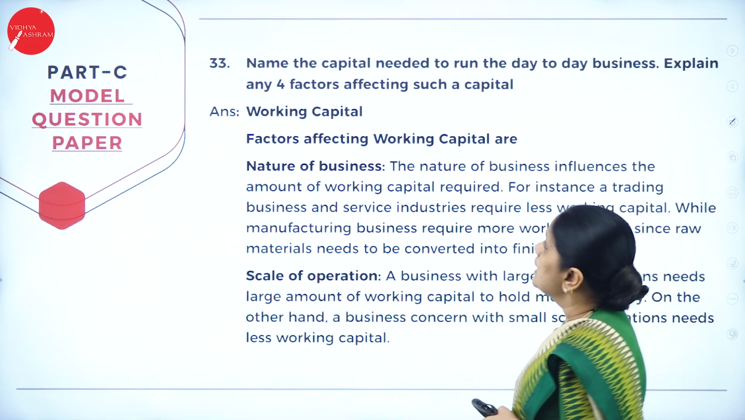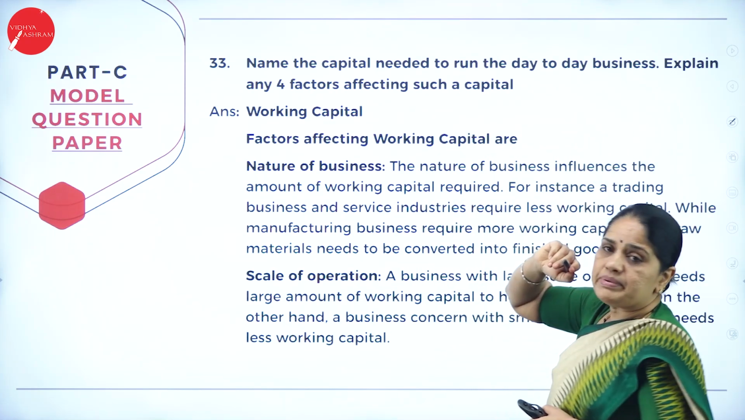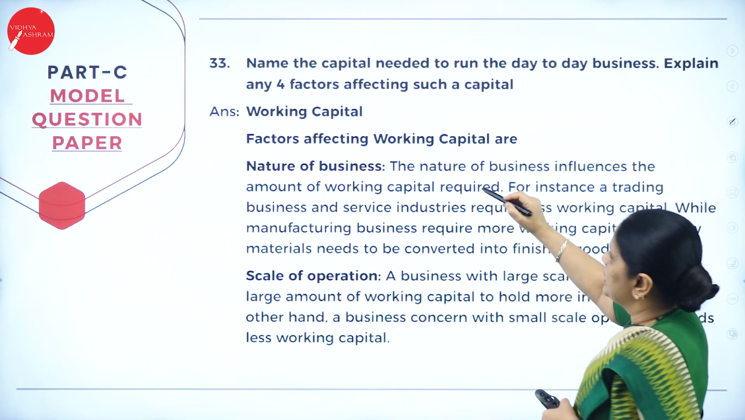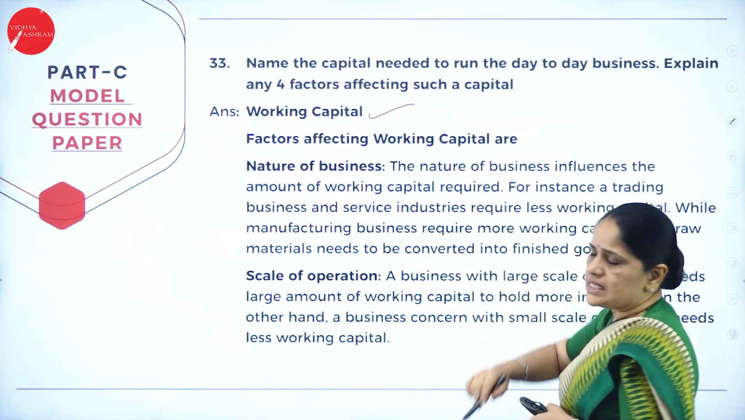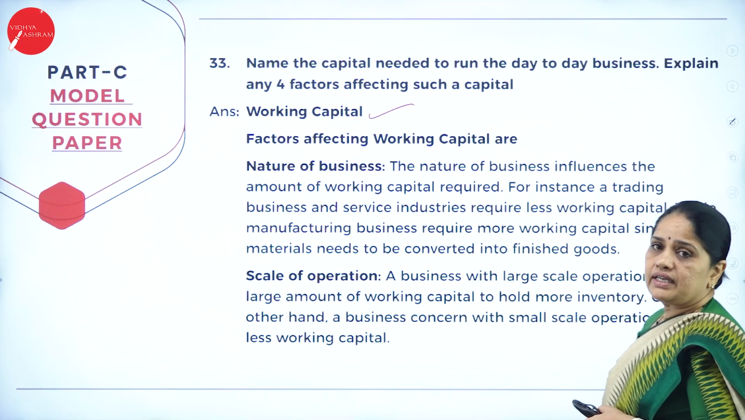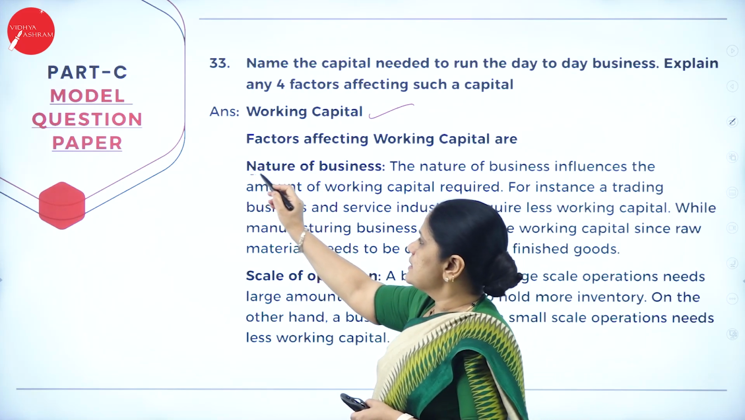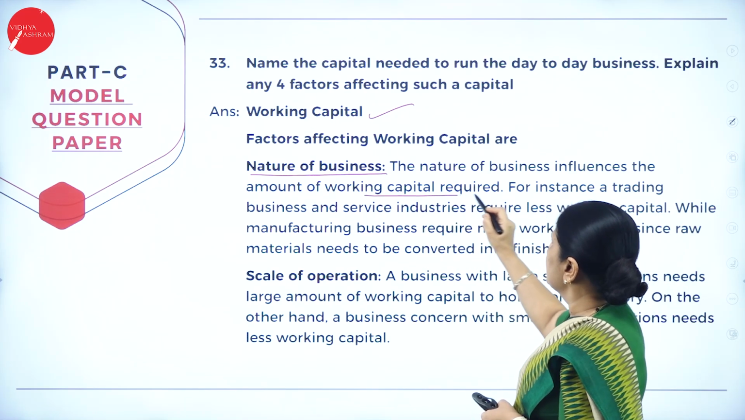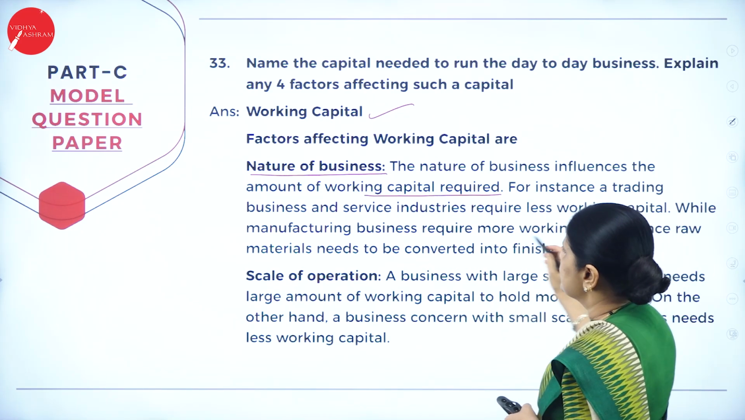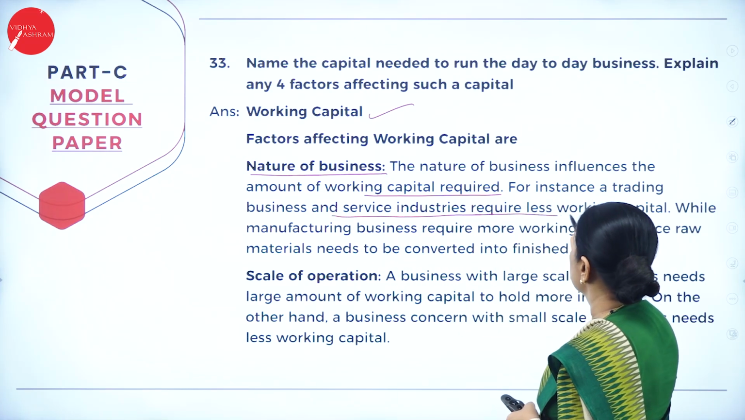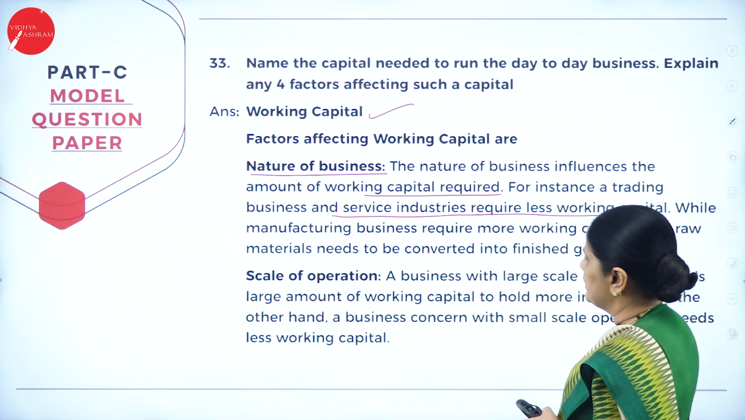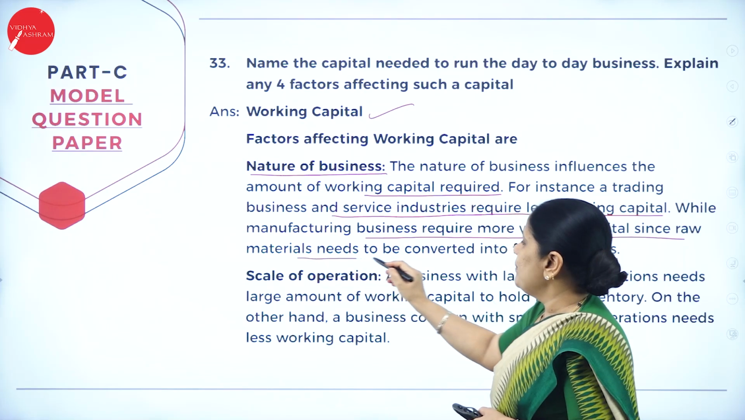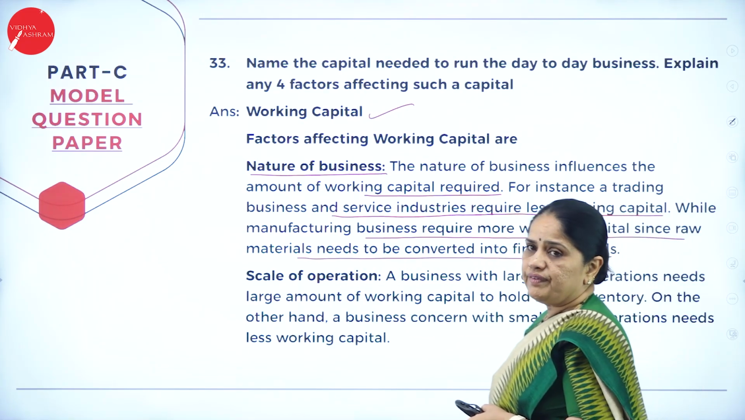Next. The next question is, name the capital needed to run the day-to-day business. The capital needed to run the day-to-day business is called the working capital. So what are the 4 factors which affect such a capital? Factors affecting working capital are, the first one is the nature of business. The nature of business influences the amount of working capital required. For instance, trading business and service industries require less working capital, while manufacturing business requires more working capital since raw materials need to be converted into finished goods.